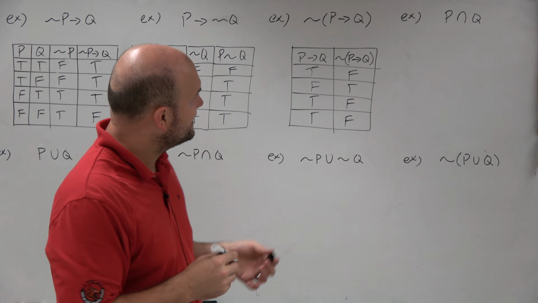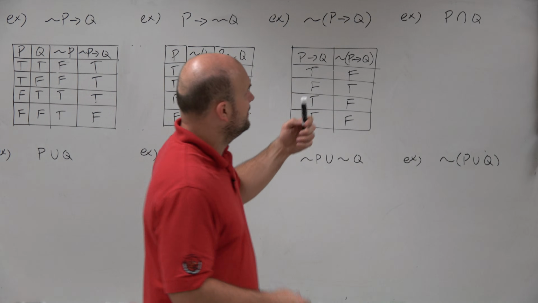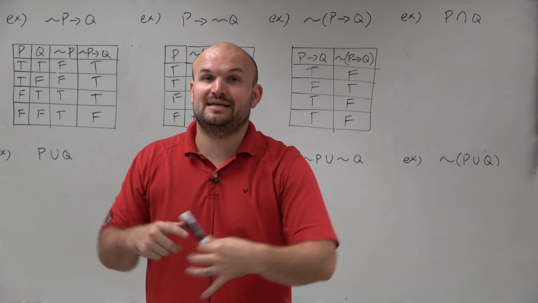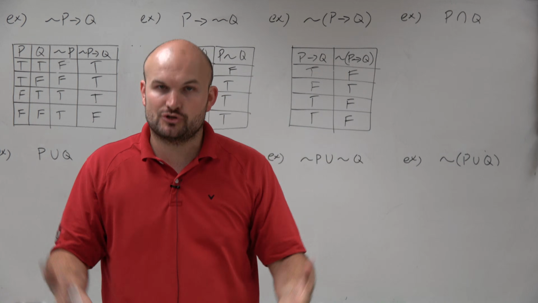Now, the next one, we're going to get into some conjunction statements. If you remember from set theory, this little symbol here means and. It means both. That means the only way that our statement is going to be true is when both of our statements are true.